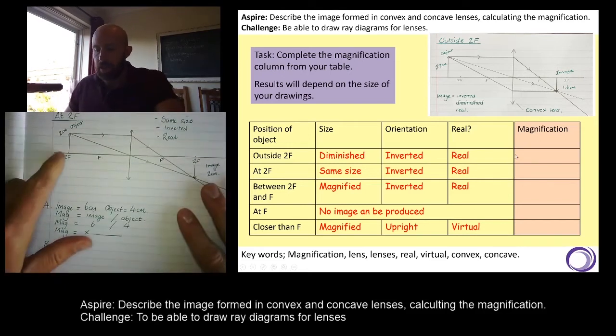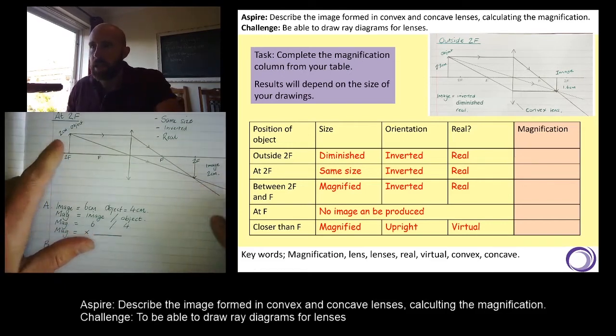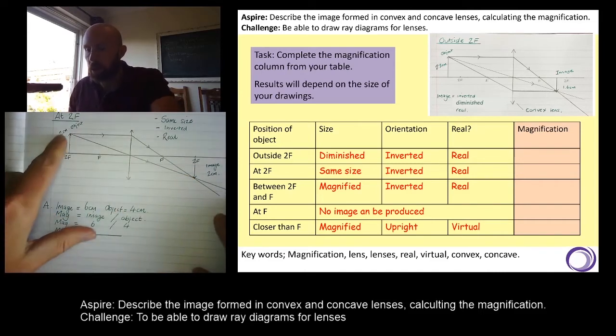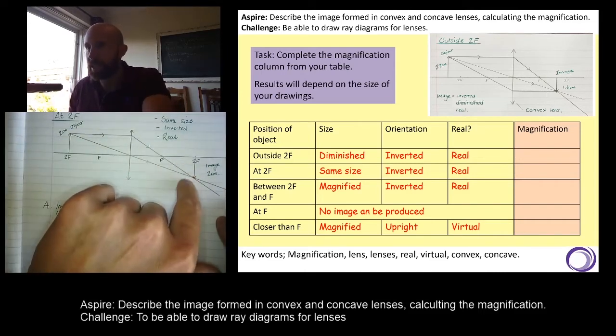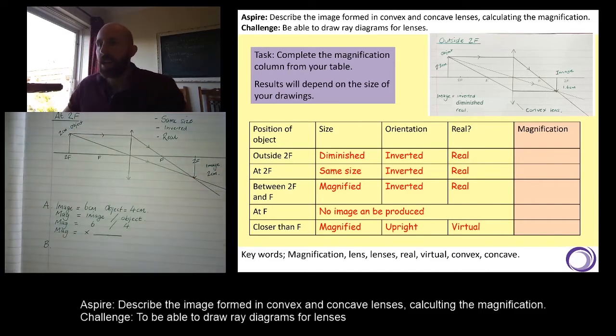So for instance, on this one, the object size was 2 centimeters and the image size was also 2 centimeters, and then calculate your magnification. For this one, which was at 2f, it would be 2 divided by 2, so there's a magnification of 1, so it's not magnified at all. Okay, have a go at that. Show your working out in each of those columns.